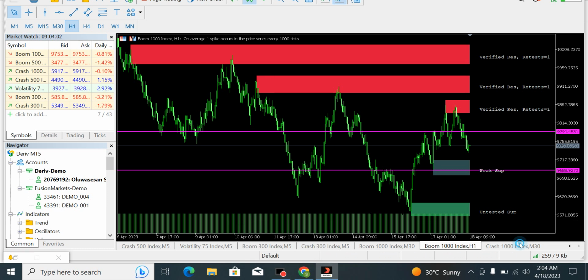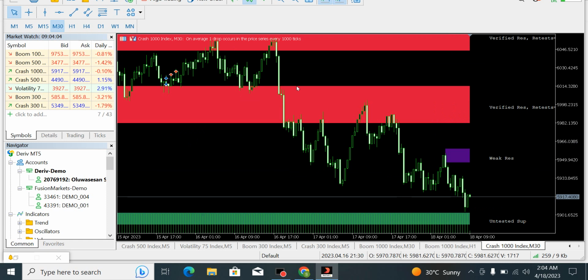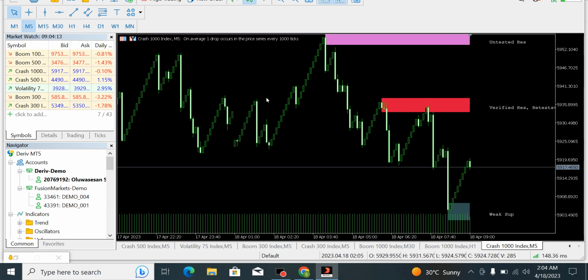Okay, you can also use it for other assets. This is it on Crash, and of course you can see the way it works. So we have the support zone, the resistance zone, and of course check it out. Here is a resistance zone, here is another resistance zone. You can see when it got there it came down, when it got there again, it came down. And here is a support zone also.